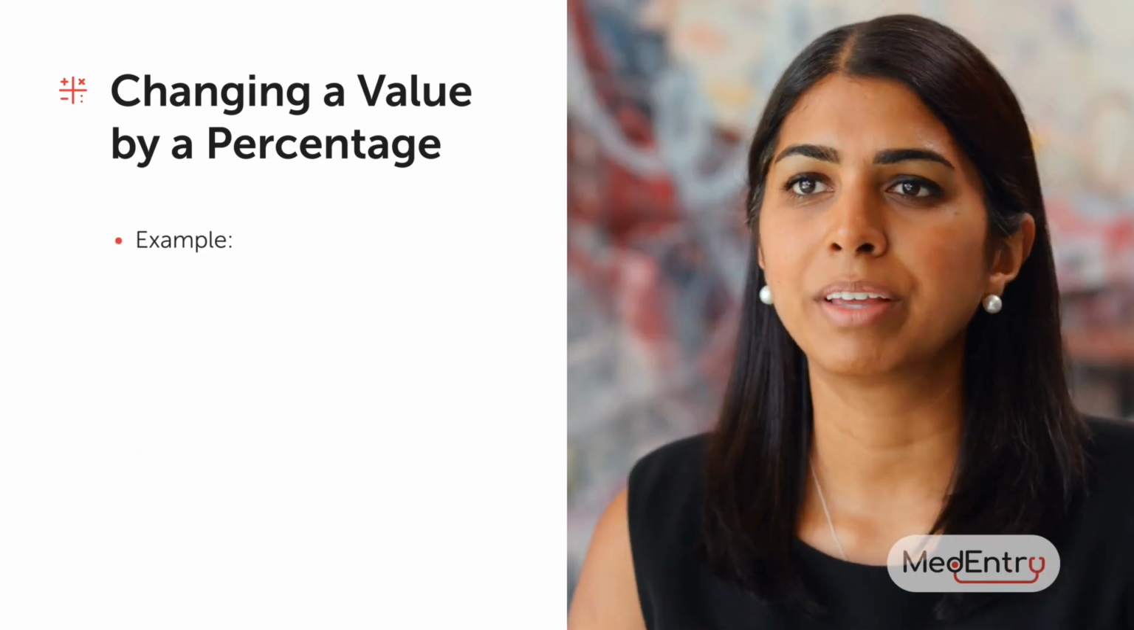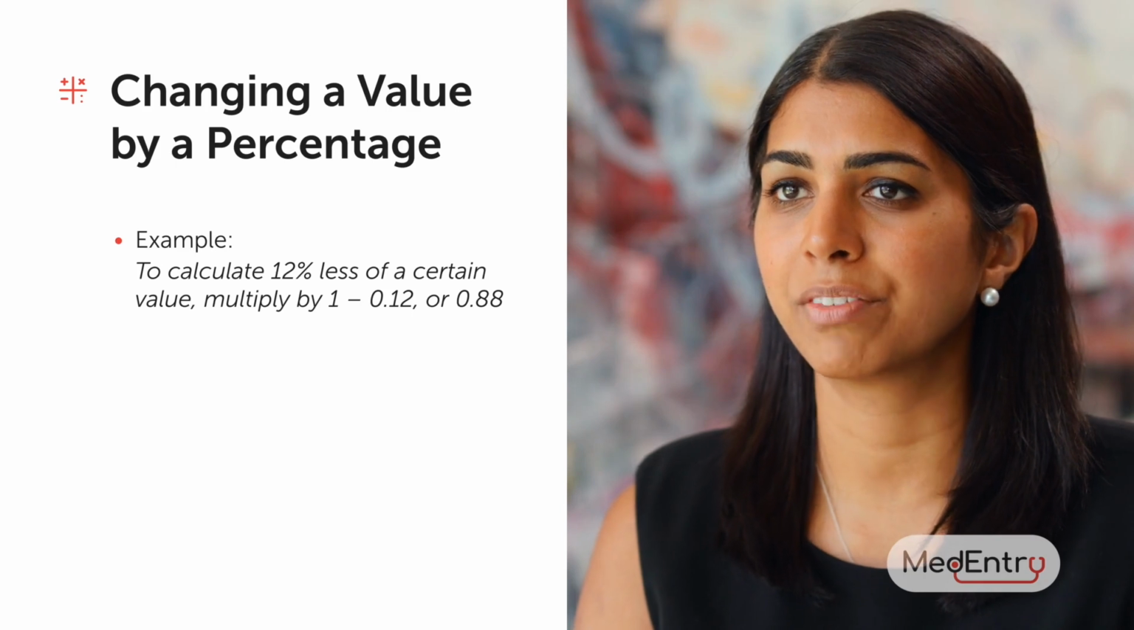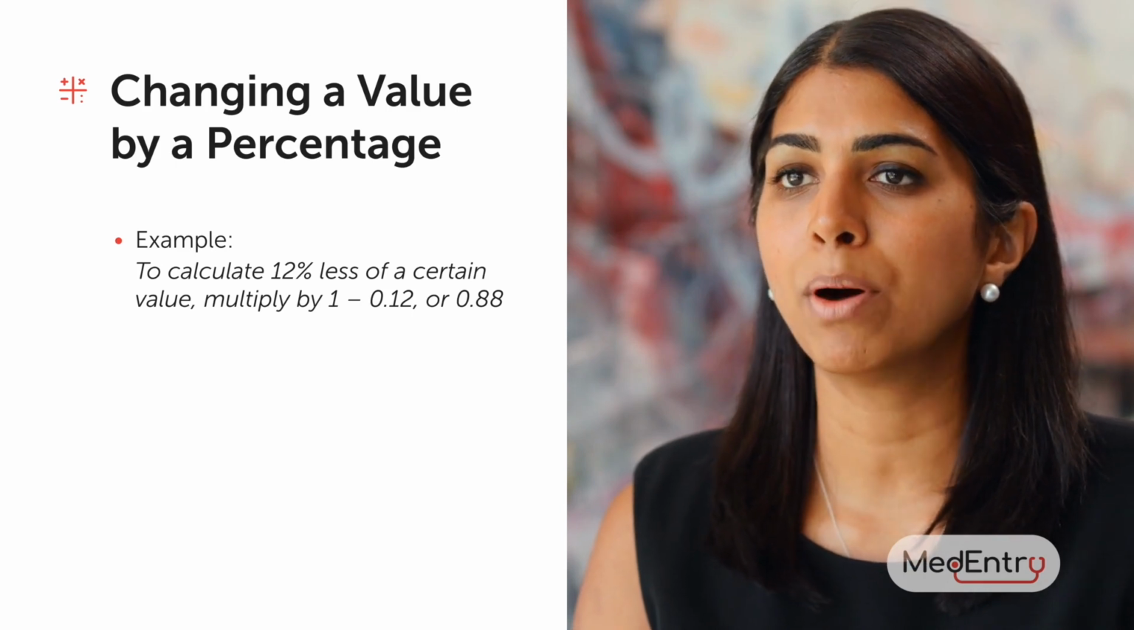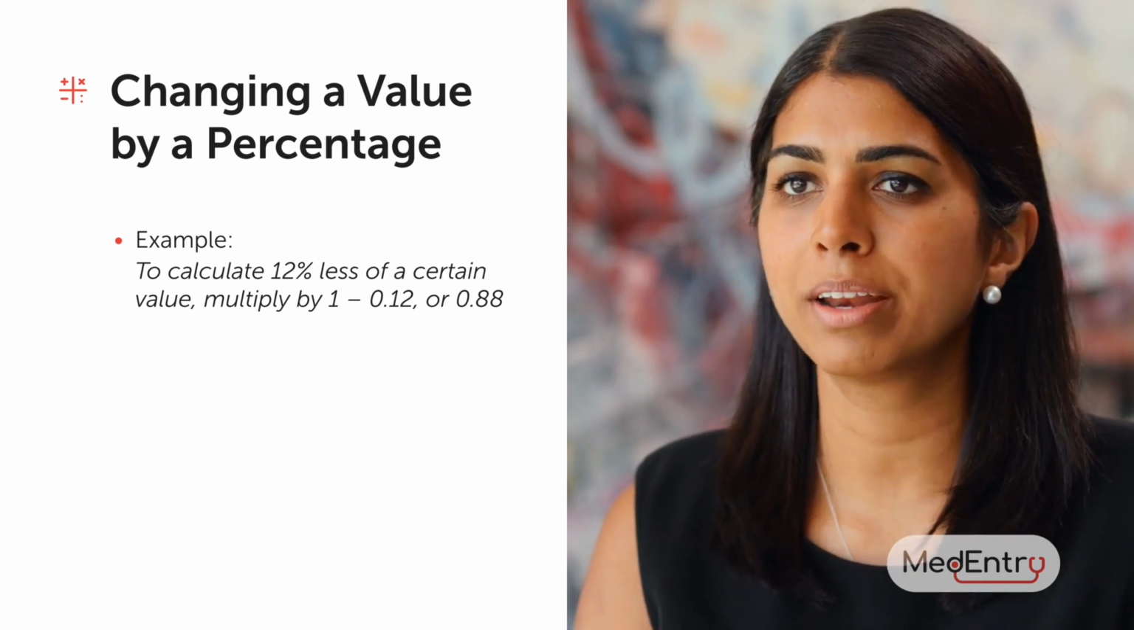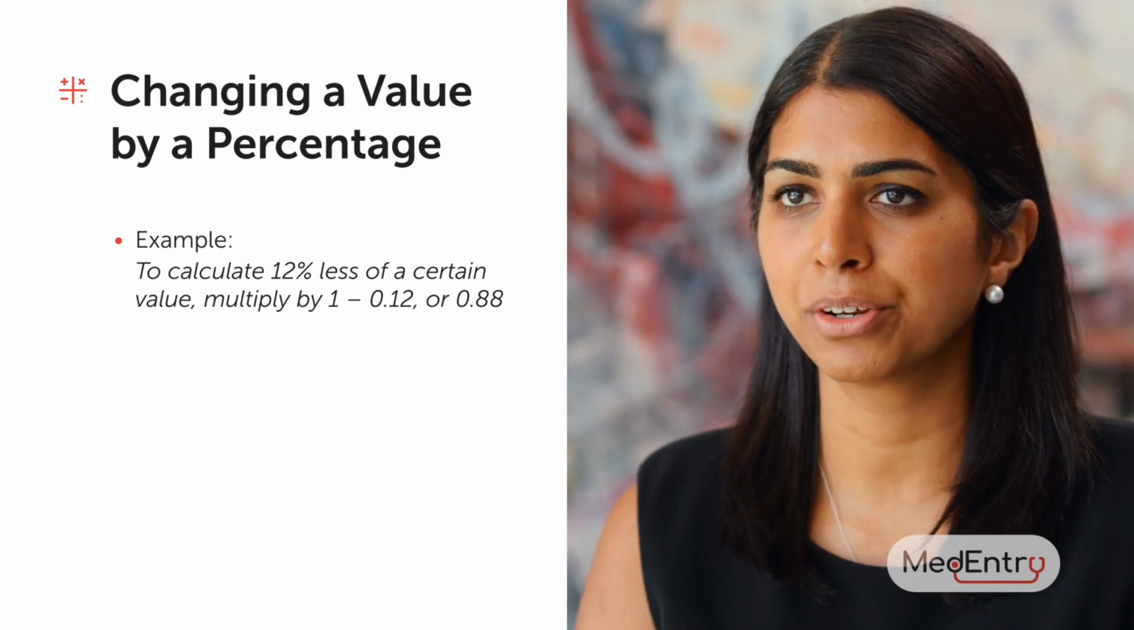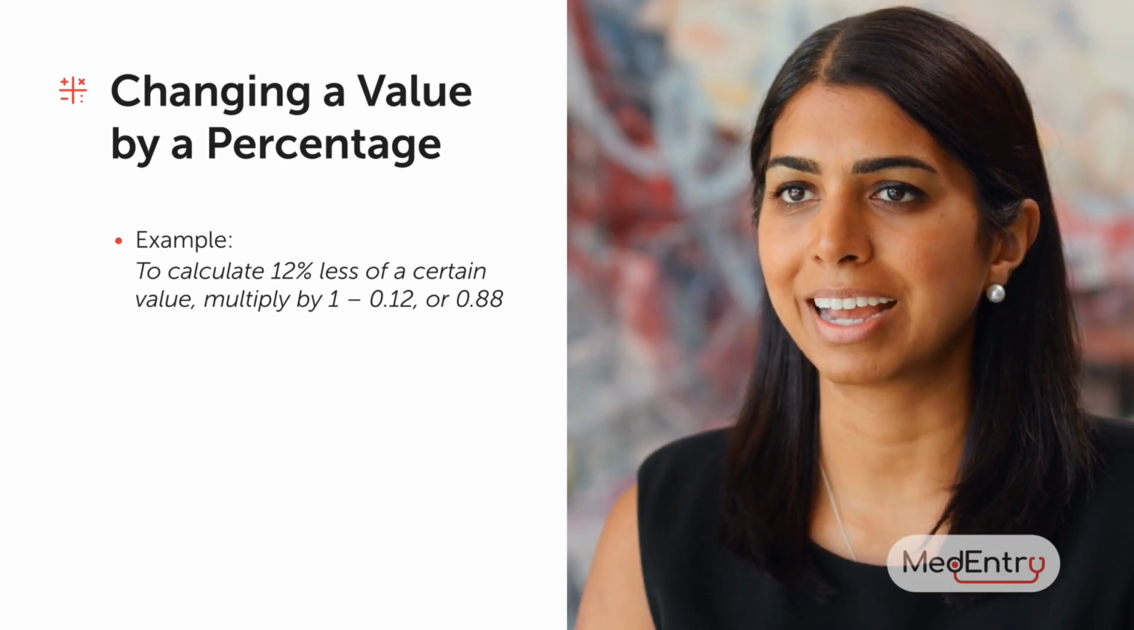As another example, if we wanted to calculate 12% less of a certain value, we would multiply it by 1 minus 0.12, which is 0.88.